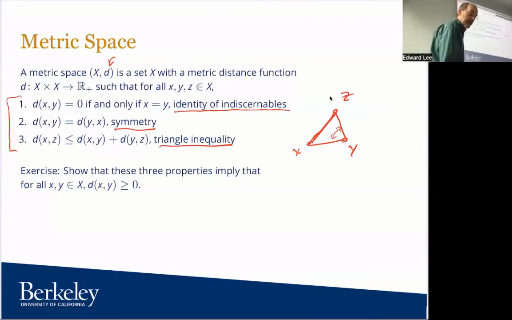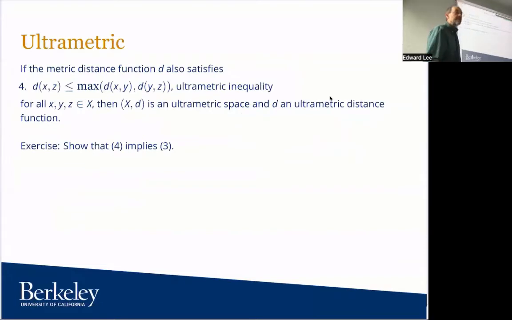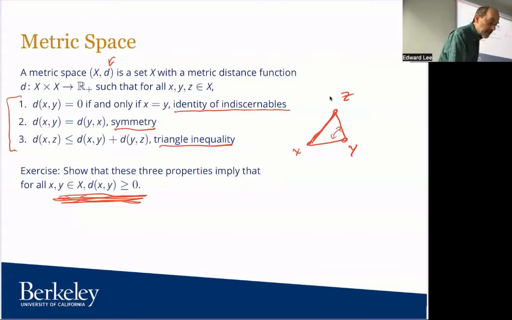All right, and together these three properties by themselves actually imply that the distance function is always non-negative. So that's just a basic definition of a metric space. Now, we can define a narrower space, which is called an ultrametric, that simply replaces the triangle inequality so that instead of a sum here, we use a maximum.